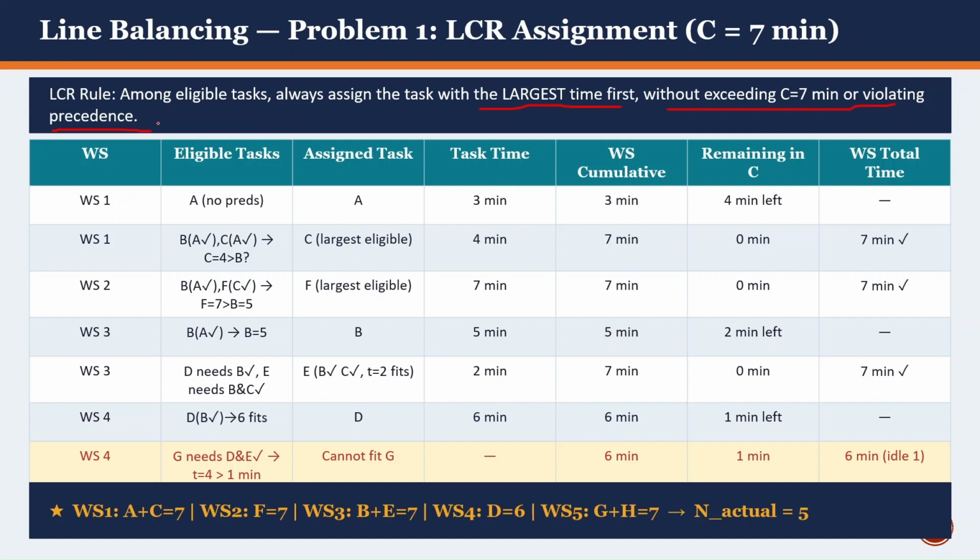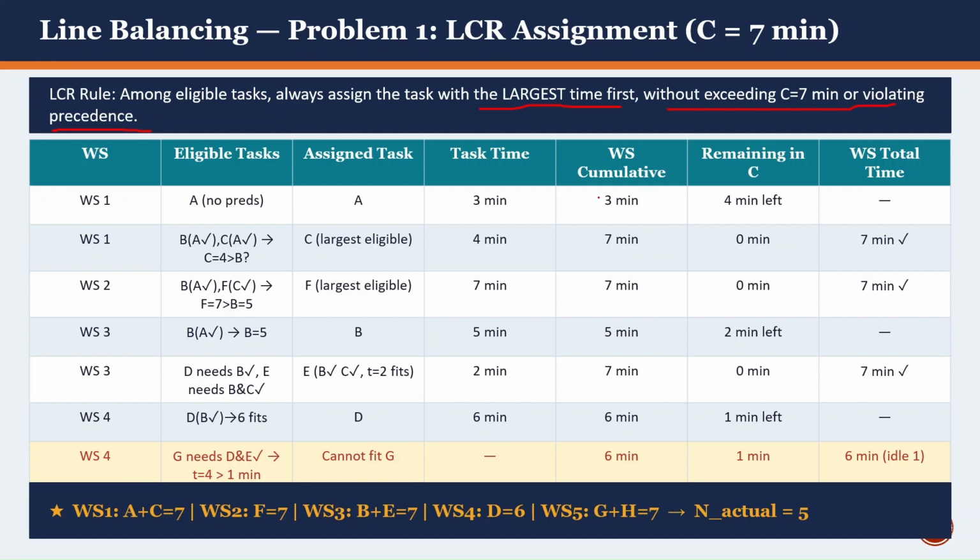So you have to respect the precedence. Okay. So let us go ahead with workstation 1. For workstation 1, what are the eligible tasks? First, the eligible one is A, because it does not have any precedence. So we'll take A as the first component. The task time required is 3 minutes.